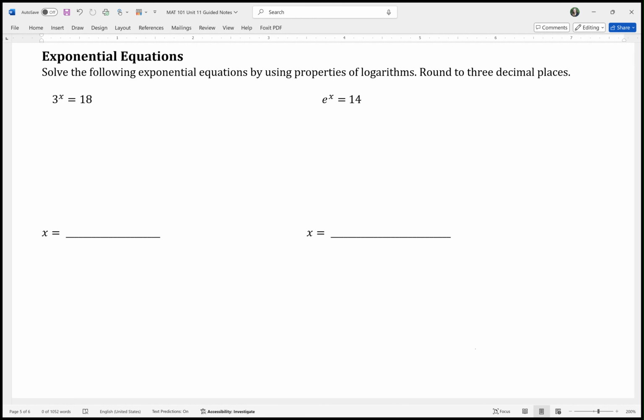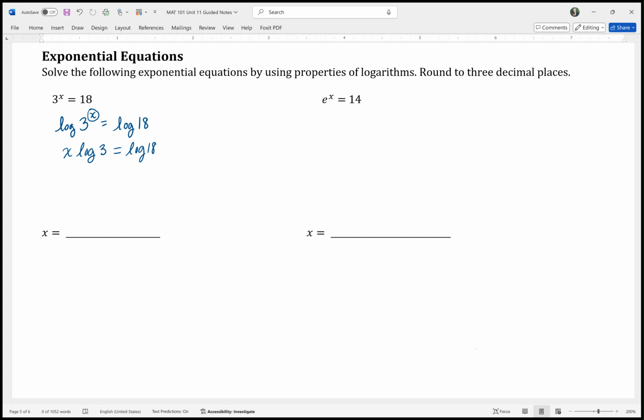Okay, we have 3 to the x equals 18. So we're going to use the properties of logarithms and first take the log of both sides. So we're going to have log of 3 to the x equals log of 18. Now remember, our properties of logs tells us that if we have a power, like an exponent, we can bring that to the front. So we're going to take this x right here and bring it to the front to make it x times log base 10. This is understood. We're just doing common log here, of 3 equals log of 18.